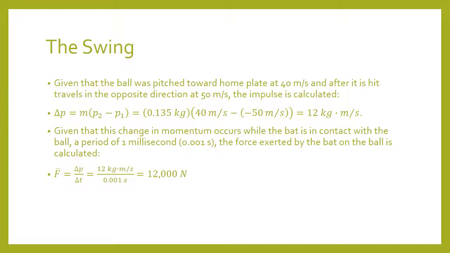Let's calculate the force that the bat exerted on the ball. If we assume it was pitched towards home plate at a speed of 40 meters per second, and after it was hit, rebounded in the opposite direction at 50 meters per second, we can calculate the impulse to be 12 kilograms times meters per second, which doesn't sound that impressive, but when you find out that this change in momentum occurs while the bat is in contact with the ball, which is a time of only 1 millisecond, then using the force-impulse equation, you get a force of 12,000 newtons, which is definitely an impressive force.